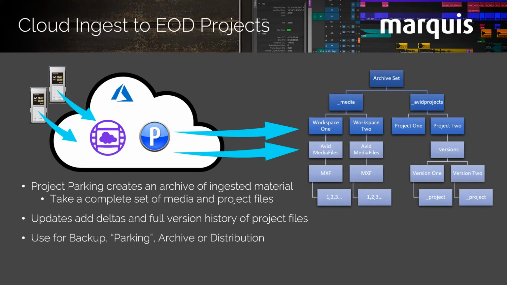You can use this for backup purposes. You can use it to park a stalled production, which you could send off to the archive and bring back in the future and start your production again. You can use it as a true archive once the production is completed, or it can be used as a distribution mechanism. The archive we create is completely self-contained and portable, so it's a very useful tool for distribution as well.